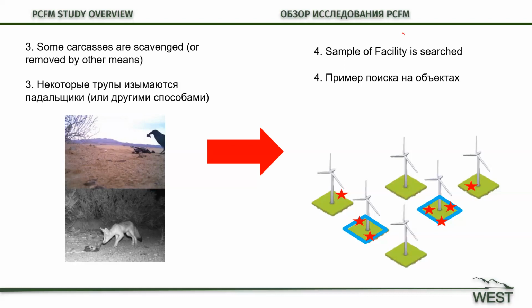Our fourth bias factor is that we typically do not search the entire wind farm. We search a sample of the facility. In the cartoon on the right, I have indicated that we may search just 2 out of the 6 turbines on this wind farm, and obviously any carcasses that fall on the other 3, 4 turbines are not going to be included in our count. So that's another bias that's fairly simple to correct for.